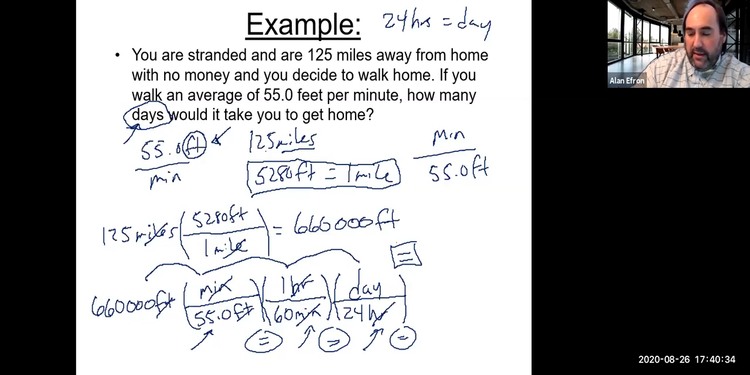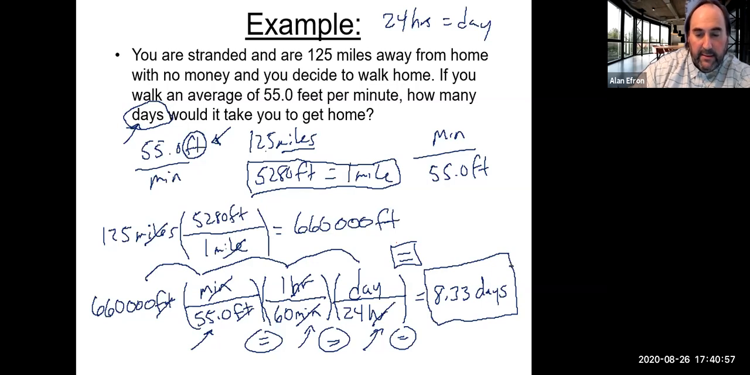So we'll go with 660,000. We're going to basically divide it by 55, hit equals, divide it by 60, hit equals, and divide it by 24 and hit equals. And we will end up walking for about 8.33 days. That's a lot of walking, yes. Any questions on any part of that calculation there?